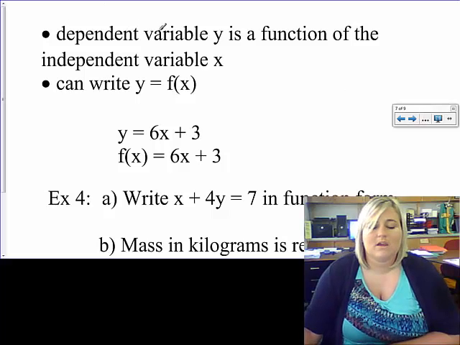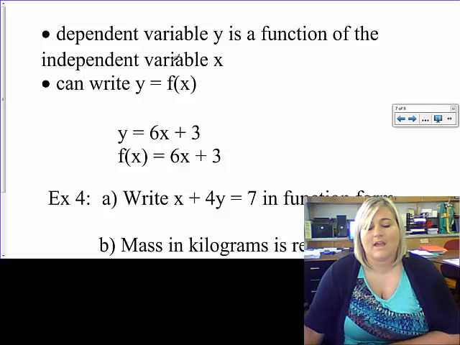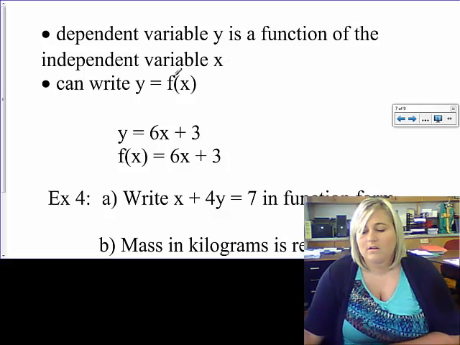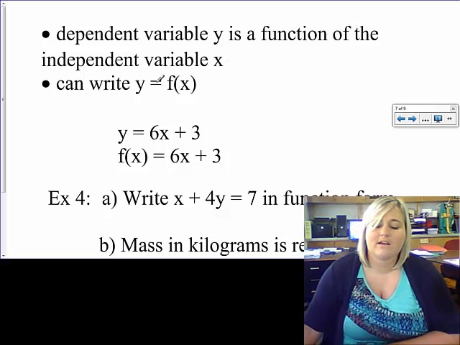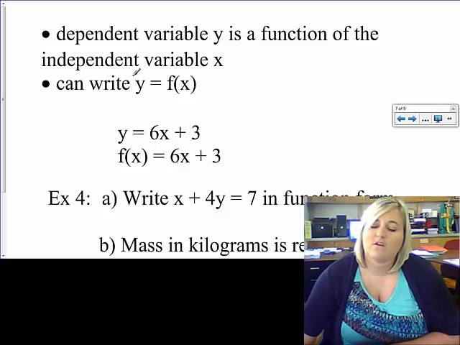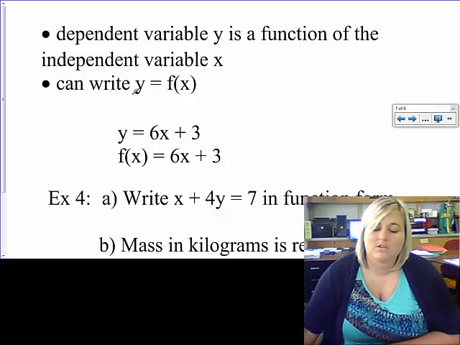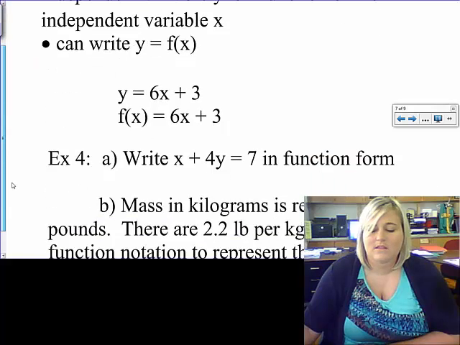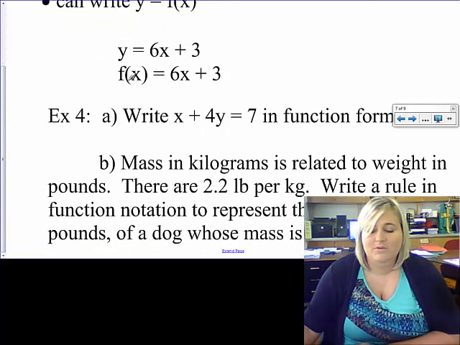Dependent variable y is a function of the independent variable x, so we can write that y equals f of x. f of x and y mean the exact same thing, so whenever we're asked to write something in function notation, all they're saying is that instead of y, we're going to say f of x, or whatever the other variable is. If it's d, we would say f of d. For example, y equals 6x plus 3 is the exact same thing as saying f of x equals 6x plus 3.